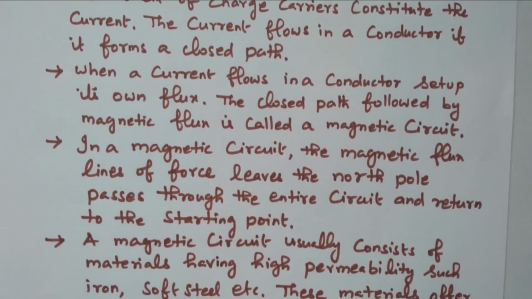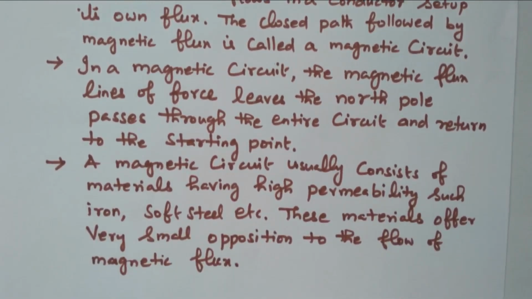In a magnetic circuit, the magnetic lines of flux leave from the north pole, pass through the entire circuit and return to the starting point. Right? It is a closed path. A magnetic circuit is also a closed path. It leaves from the north pole.